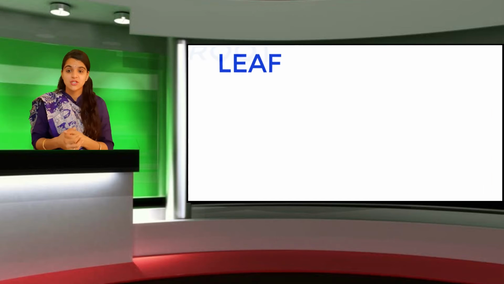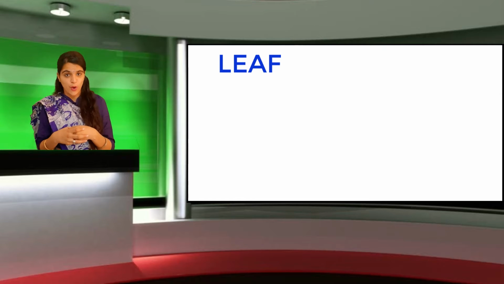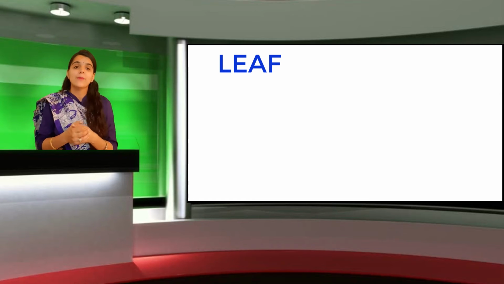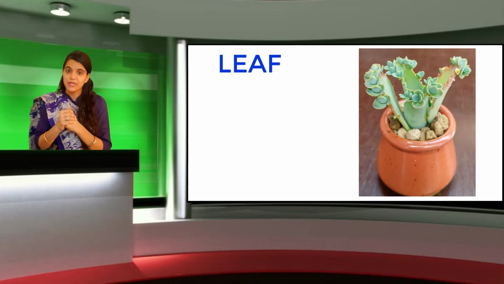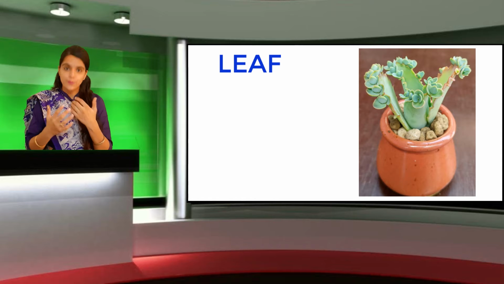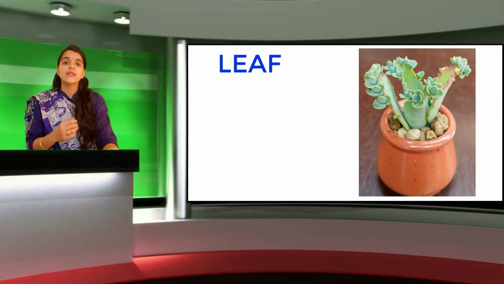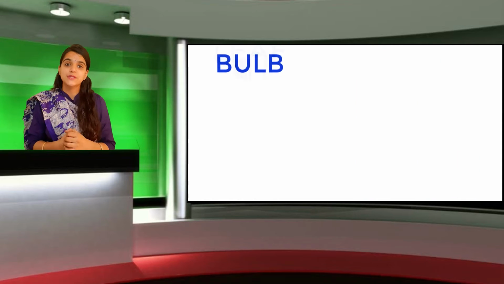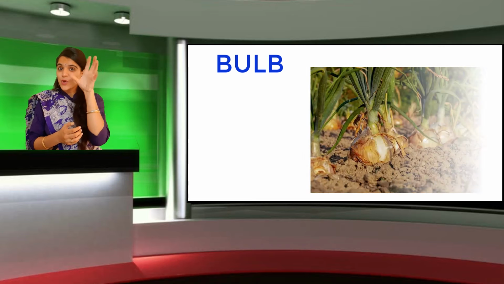Now leaves are also one of them. Leaves of a few plants are used for vegetative propagation, for example Bryophyllum is one example in which we use leaf buds to grow new plants. Okay. Now there is another category, that is bulbs. Now what are bulbs? These are not tube light bulbs, okay?